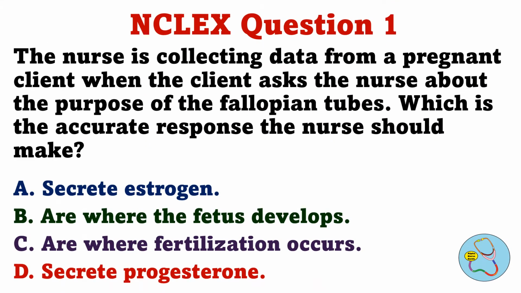Question 1. The nurse is collecting data from a pregnant client when the client asks the nurse about the purpose of the fallopian tubes. Which is the accurate response the nurse should make? A. Secrete estrogen. B. Are where the fetus develops. C. Are where fertilization occurs. D. Secrete progesterone.